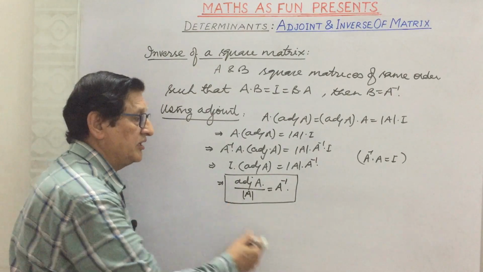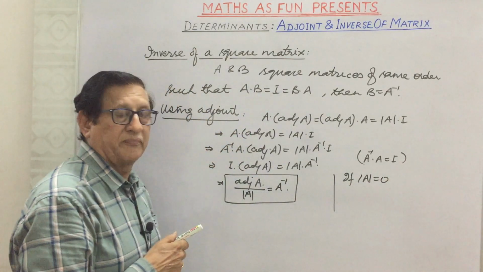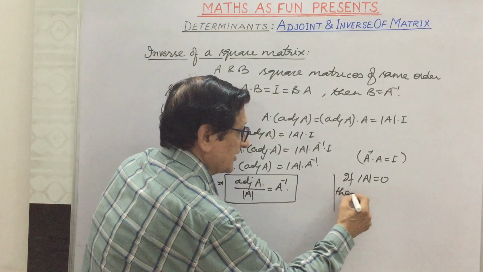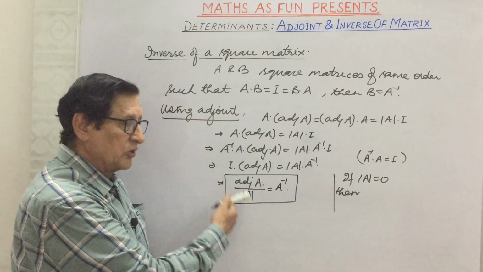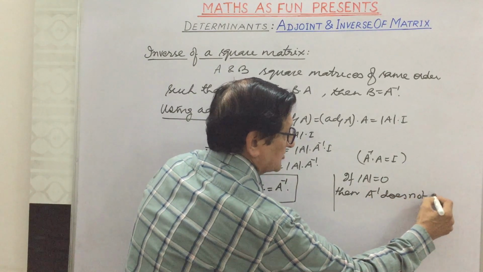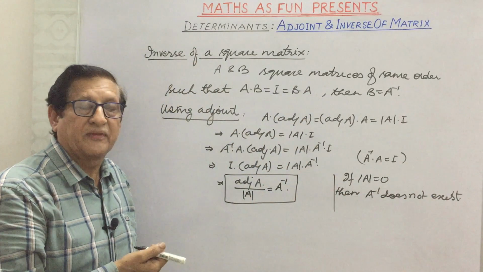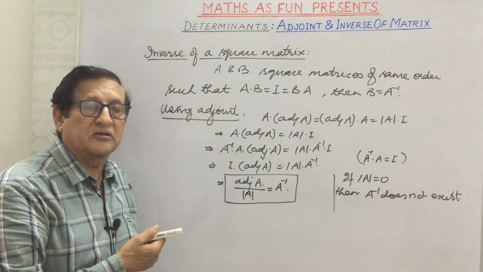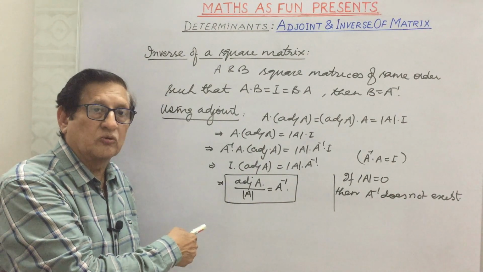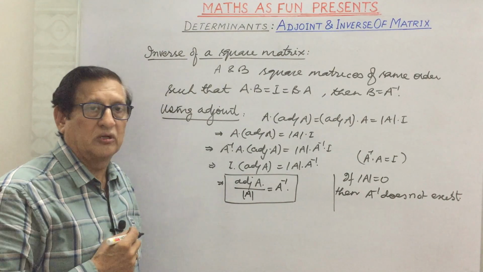And here we can see, if determinant A is equal to 0, means A is singular matrix, then can we say that A inverse will exist? No. So we say A inverse does not exist. It means to find out the existence of the inverse of a square matrix, we can see whether it is singular matrix or non-singular matrix. A inverse will exist only for the non-singular matrix.